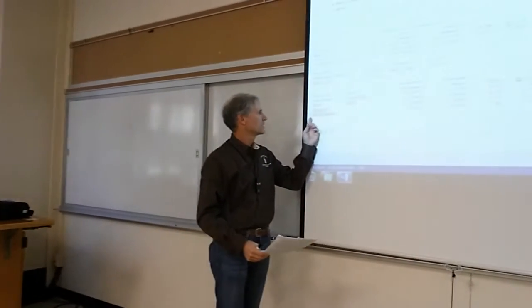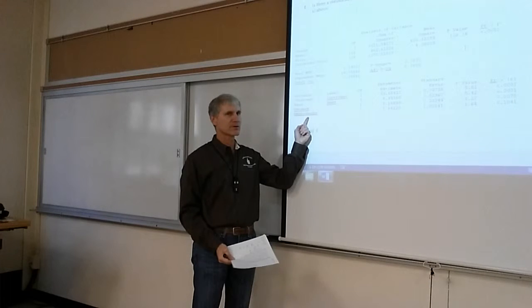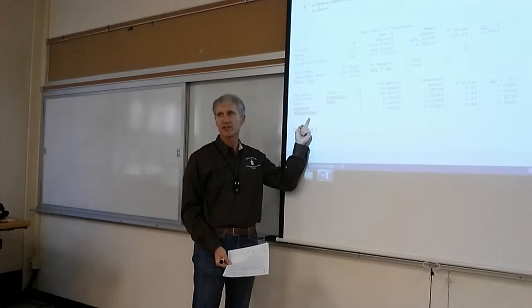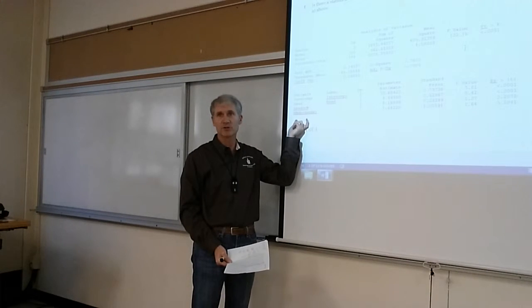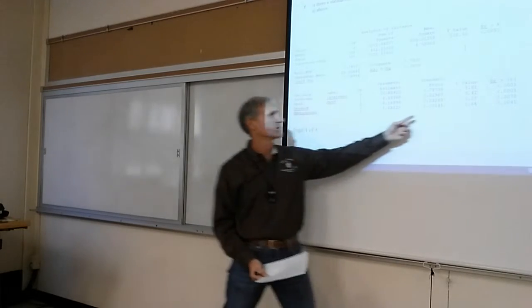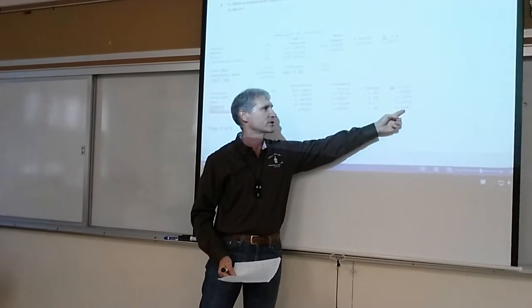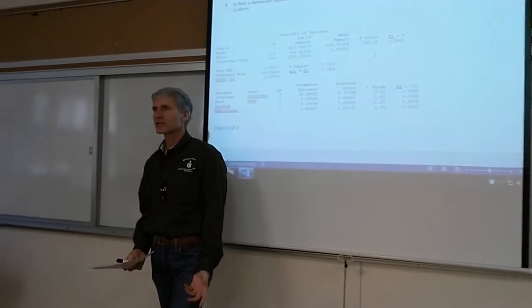And here's the test for whether there's significant interaction. It's the product of the two variables that tells you whether there's interaction, and the p-value of that test is 0.104. So it's not statistically significant.